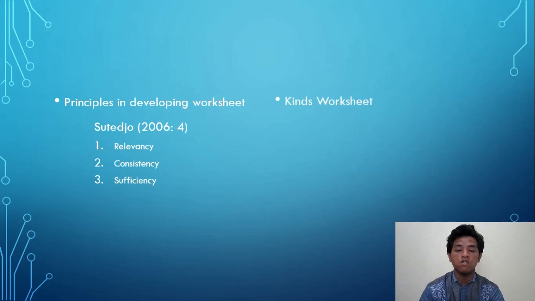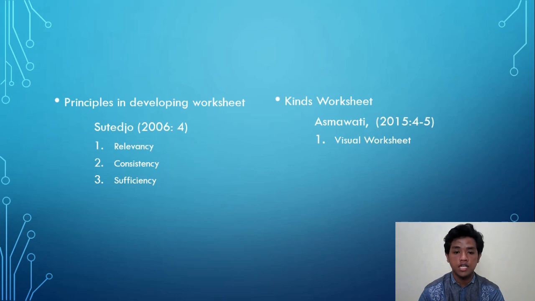Kinds of worksheet. Asmawati in 2015, pages 4 to 5, stated that worksheets consist of 4 kinds. Those are as follows. First is visual worksheet: printed file, handout, book, module, paper sheet, leaflet, brochure, wall chart, picture, and painting.